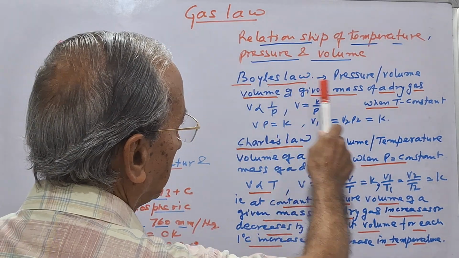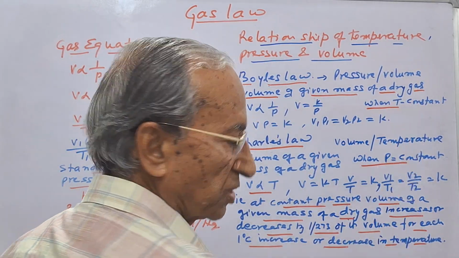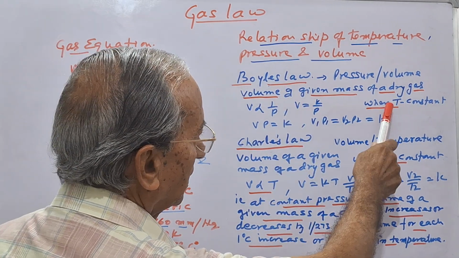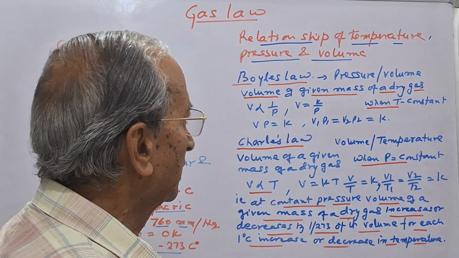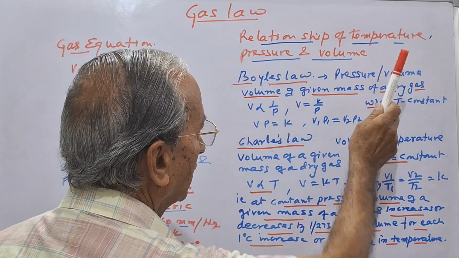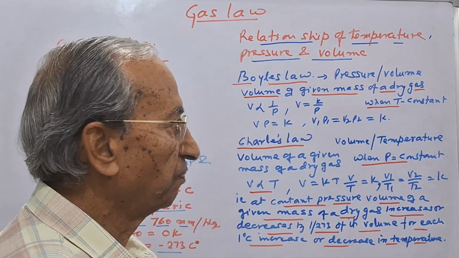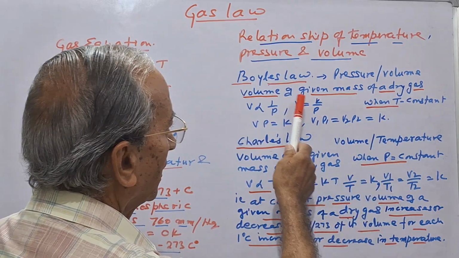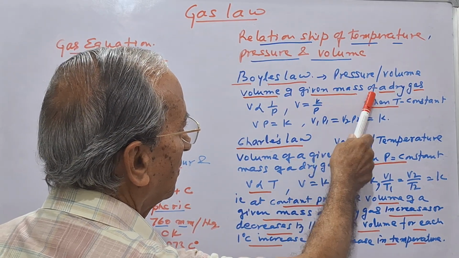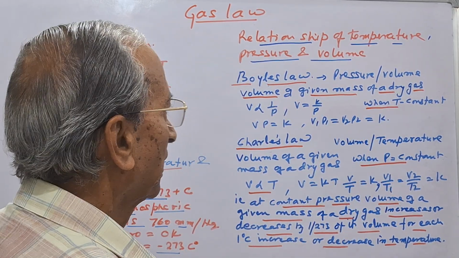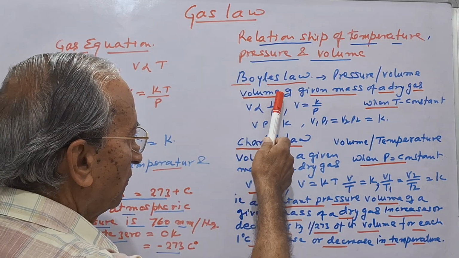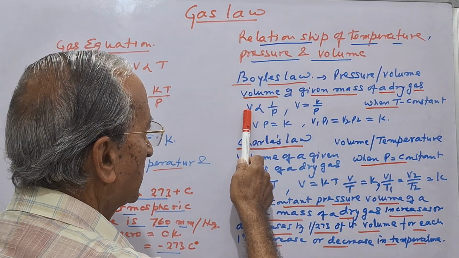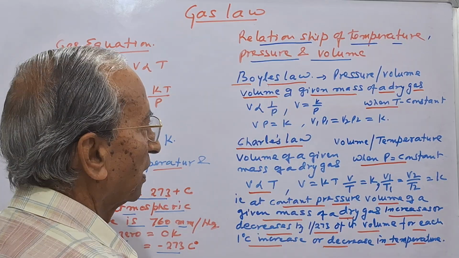Boyle's law, in this case, when temperature is constant, it is the pressure volume gas law. So when temperature is constant, volume of a given mass of a dry gas is inversely proportional to the pressure. That is, V is inversely proportional to 1 upon P.